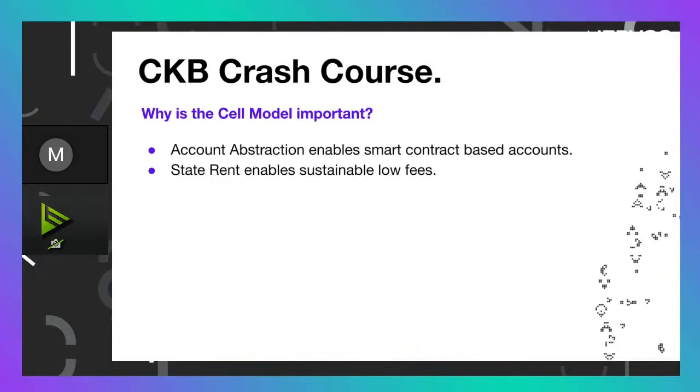State rent is very important because, like I mentioned, it creates sustainable low fees, not artificially low fees like some other chains. There's actually been various ways that they have used the tokenomics of Nervos to very cleverly solve how do we keep fees low, but actually keep this environment sustainable for developers and users into the foreseeable future. Again, that's a really big topic, but it's within our documentation about how that works.